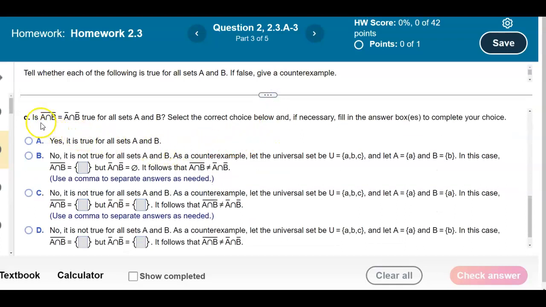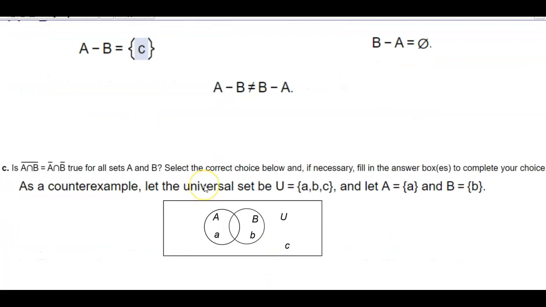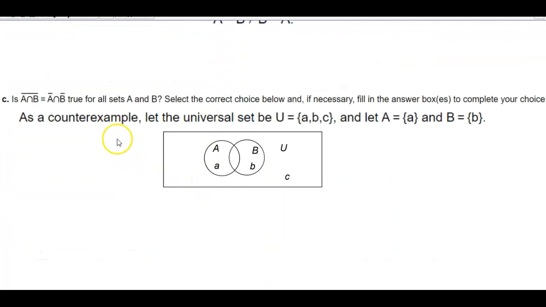Okay, now let's go to question C. It's asking, is the complement of A intersection B equal to the complement of A intersection the complement of B, true for all sets A and B? Then select the correct choice below, and if necessary, fill in the answer boxes to complete your choice. So first things first. As a counterexample, we're going to let the universal set U be equal to {a, b, c}.